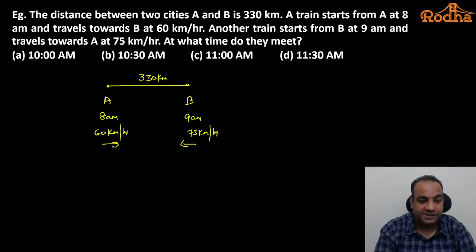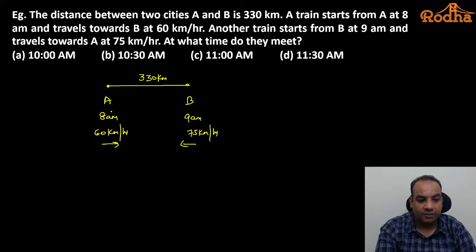What is given? The distance between the two cities A and B is 330 kilometers. A train starts from A at 8 a.m. and travels towards B at a speed of 60 kilometers. Another train starts from B at 9 a.m. and travels towards A at 75 kilometers. At what time do they meet? This is the question.